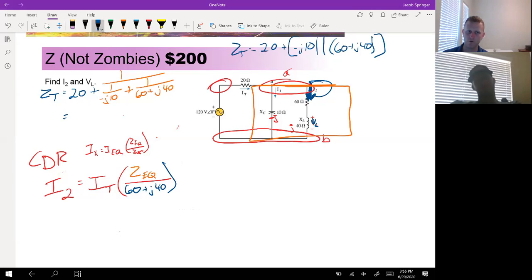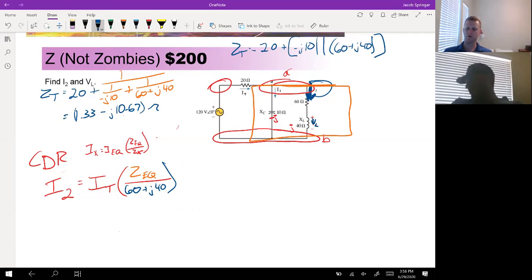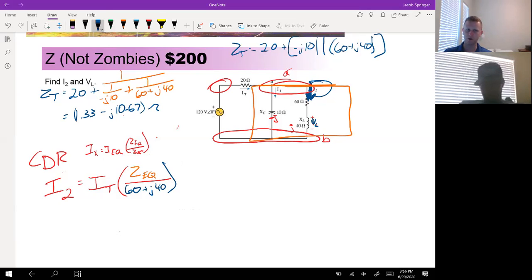If you wrote what I have in the top right, and then on the page you just wrote 1.33 minus J 10.67, I would call it good. You don't have to write the fraction formula if you don't want to. But the fraction formula, actually that's the part in orange.